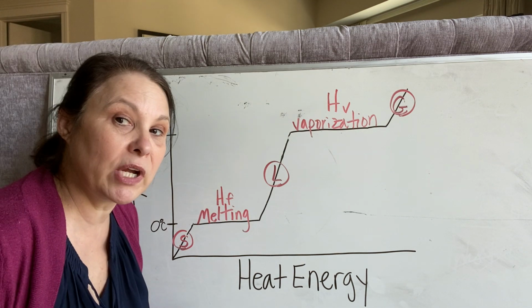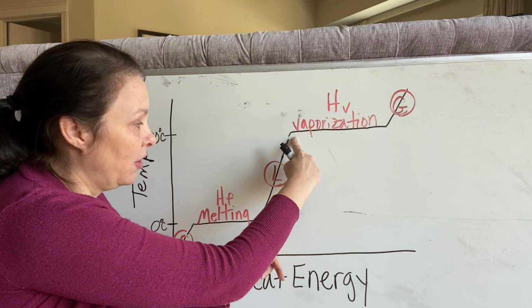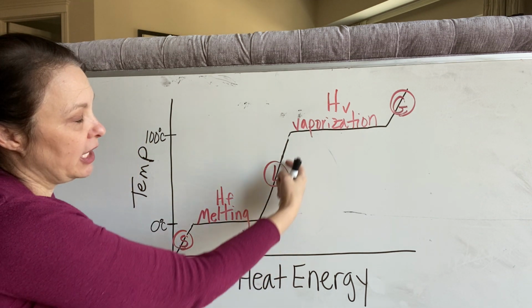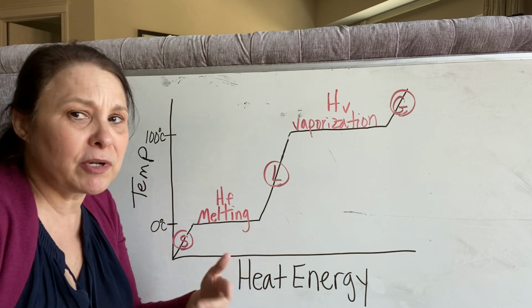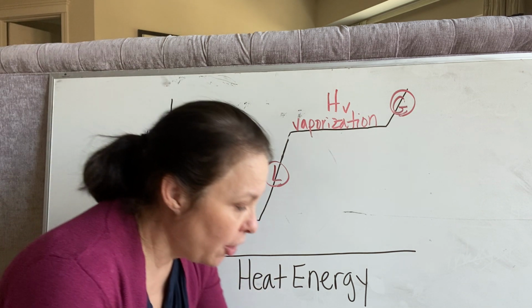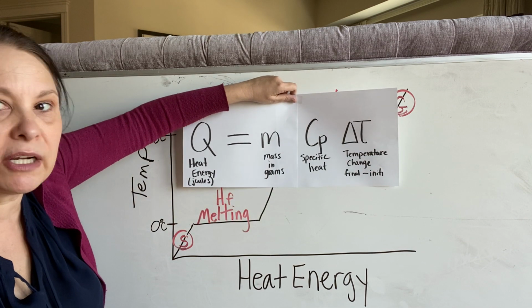Those are times when you are still the same state from here to here. You're still a liquid this whole way, but your temperature is increasing. So you're having a change in temperature, but you're not trying to melt or vaporize, okay? So for that, we're going to use a formula for all the uphill and downhill.